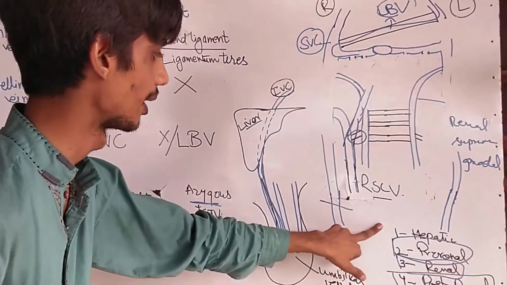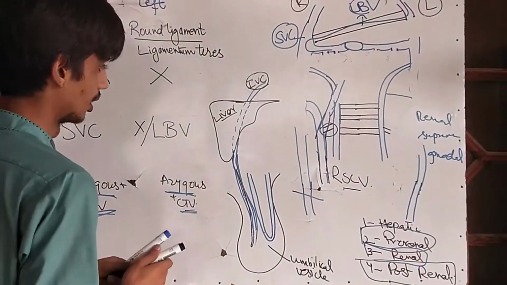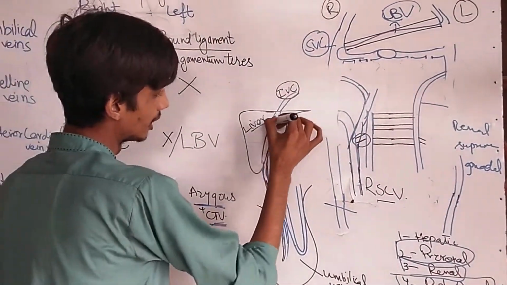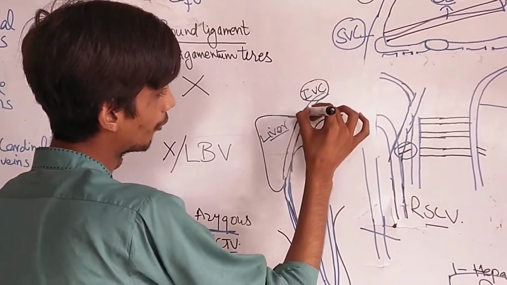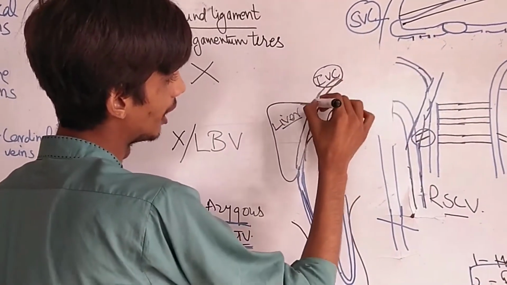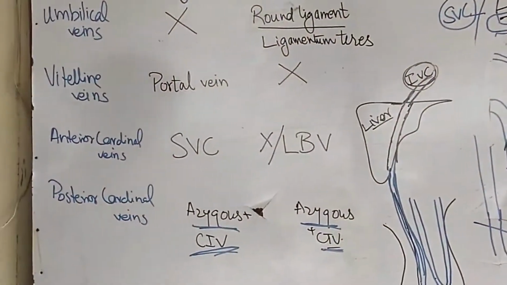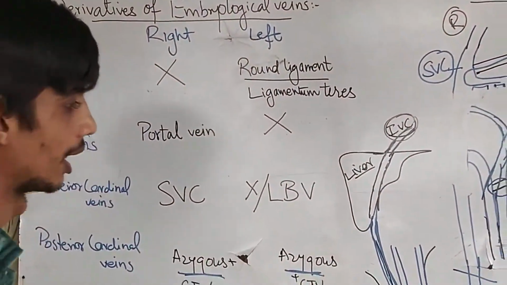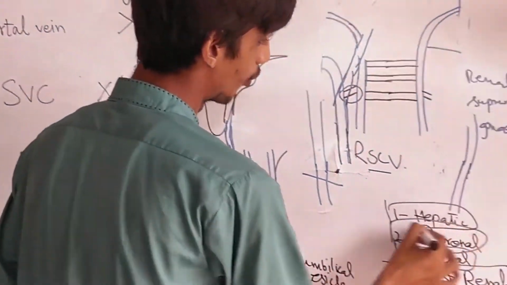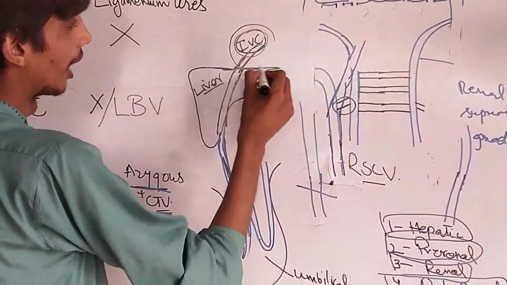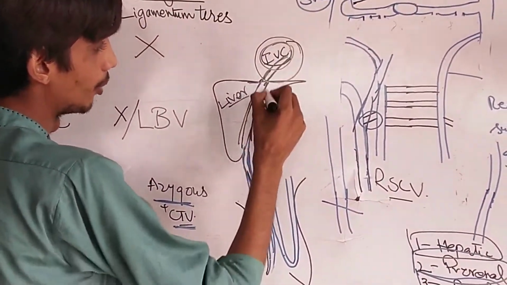And the last is the hepatic segment. What happens? Beyond the liver, the part of the right vitelline vein will form the inferior vena cava. You know the left one regresses, the right vitelline vein. So the hepatic segment is formed by the right vitelline vein, the segment that is beyond the liver.